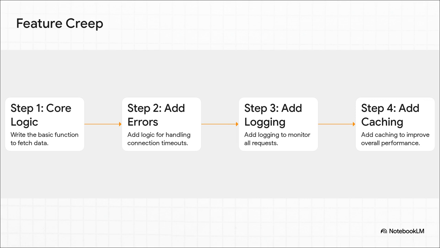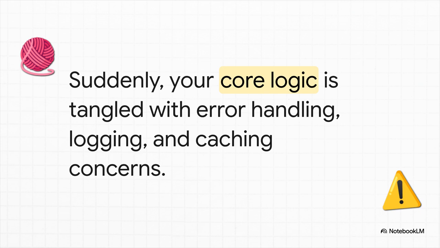That core data fetching logic, that's just the start. Pretty soon, you realize you need to handle network errors. Then, your boss wants logging, so you can monitor what's happening. Oh, and of course, it needs to be faster, so you've got to add caching. And boom. Just like that, your beautiful, simple data fetching class is now a monster. Its main job is completely tangled up with all these other side jobs. And now, the code is a nightmare to read, a pain to test, and almost impossible to maintain.